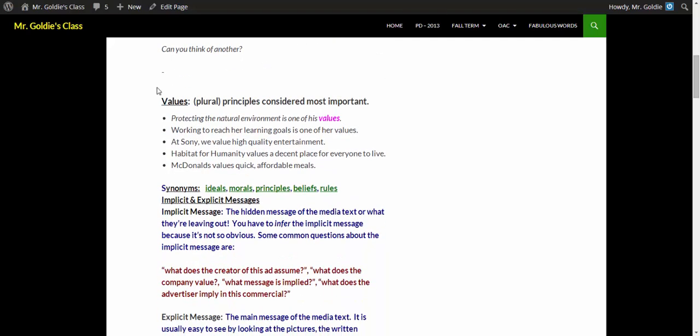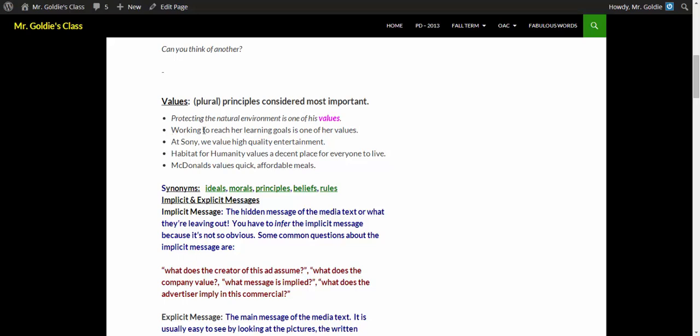The next word I'd like to discuss is values. Okay? The definition is here. In this case, this is a plural word, meaning principles considered most important. Here's an example in a sentence. Protecting the natural environment is one of his values. Okay, so he thinks that protecting nature is important, or a principle that is most important.